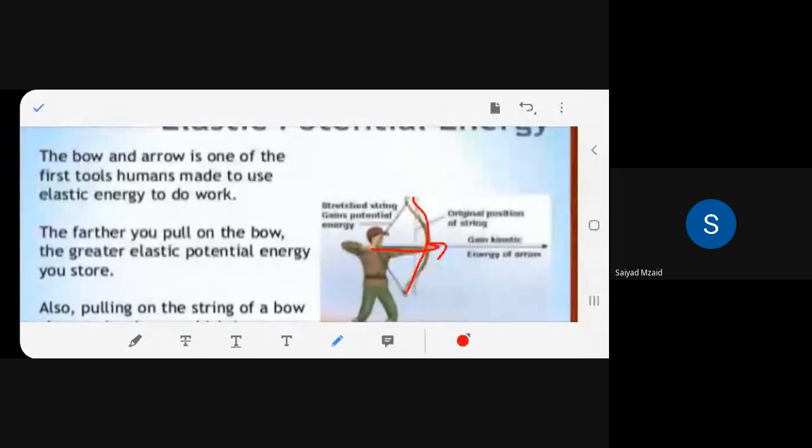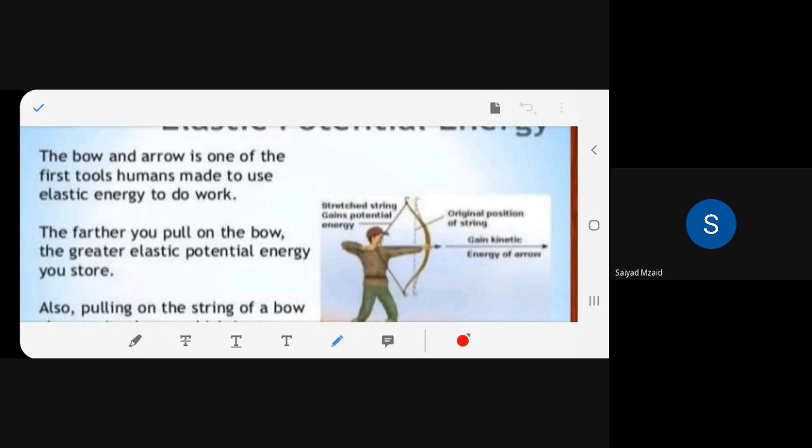So humans used to use this sort of tools to do work, to kill animals, that is, to defend themselves. What were they using? They were using the elastic energy. Now, elastic energy is where? It's over here. The string is elastic. Remember, you can pull it as much as you want. You have to pull the string, then only it can do the work because the energy is stored in the string. And when you release it, the arrow goes with a very high speed, and that is work. Okay?